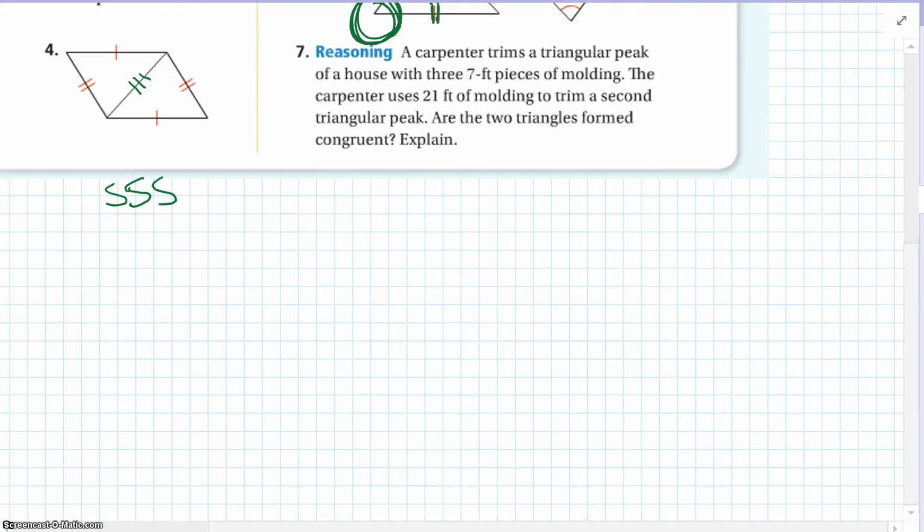All right. A carpenter trims a triangle peak of a house with three 7-feet pieces of molding. The carpenter used 21 feet of molding to trim a second triangular peak. Are the two triangles formed congruent? We don't know because we don't know the lengths. Not enough information.